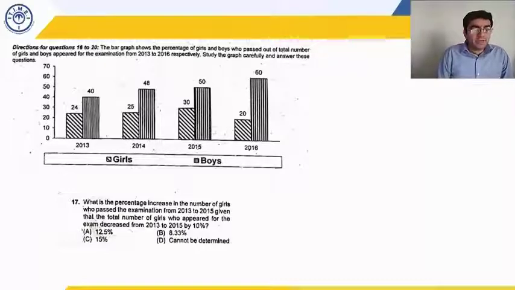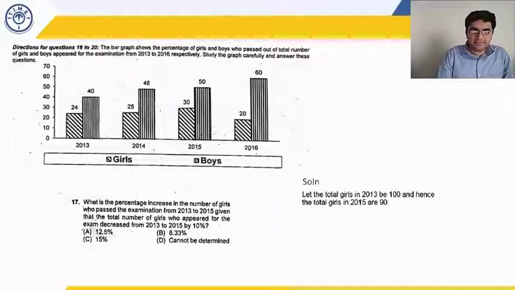The point that we made in the previous question is now relevant over here. So let the girls in 2013 be 100. So in 2015, the girls reduce by 10% and become 90. Girls is 100, becomes 90. Now in 2013, how many girls passed? 24% of 100 are the girls who passed, that's 24. And in 2015, how many girls passed? 30% of 90. What is 10% of 90? 9. What is 30% of 90? 9 into 3, 27.